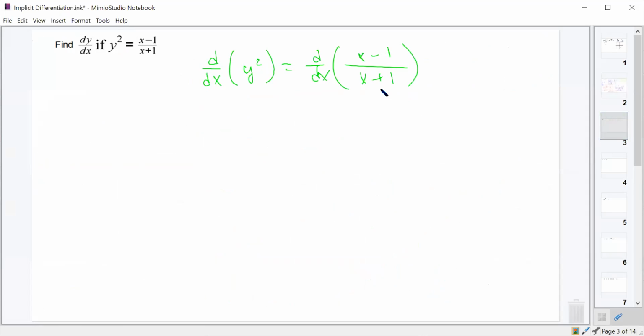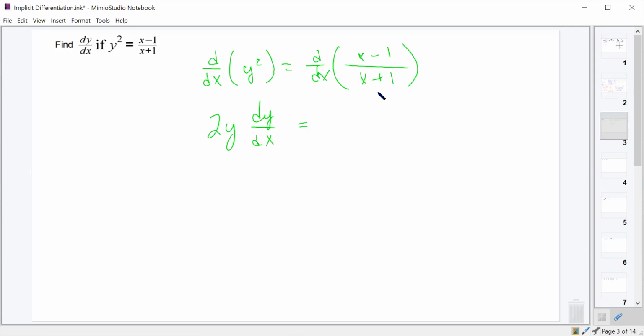And what's the derivative with respect to x of y squared going to be? The first thing we do is take the derivative of it with respect to y, which is 2y, and then we multiply it by dy dx because we took the derivative of a y term with respect to x. And then over here on the other side, this one we'll get by using what rule?